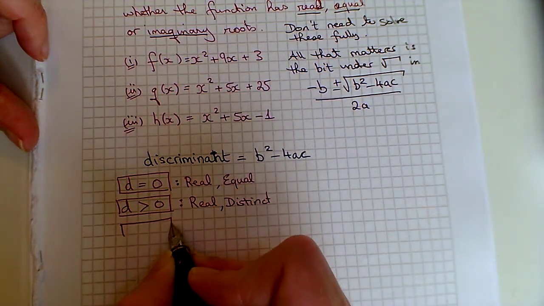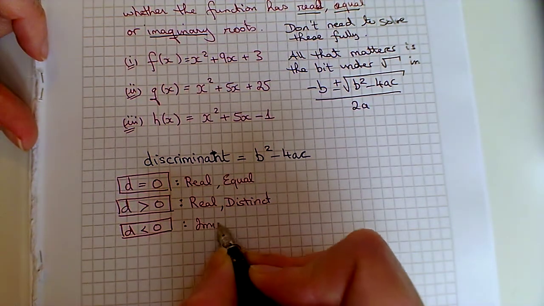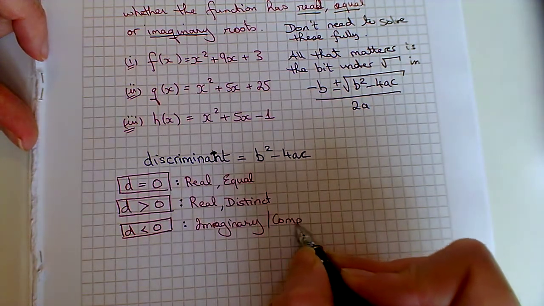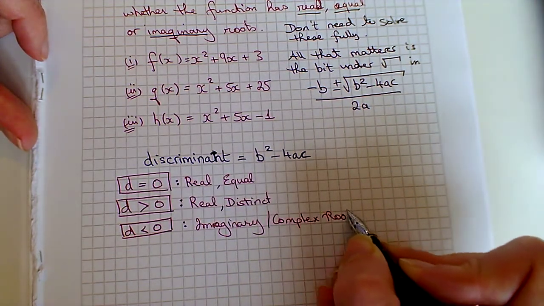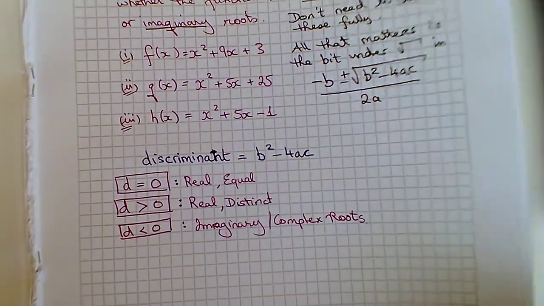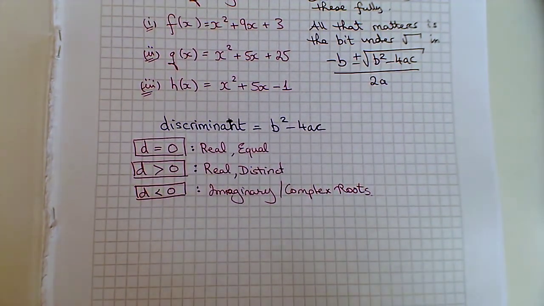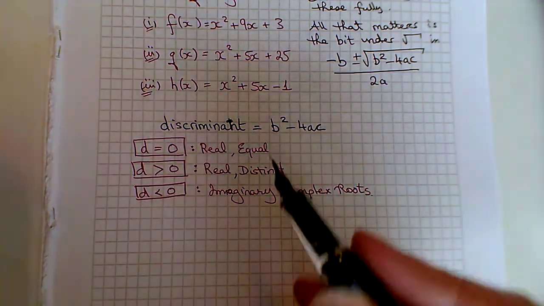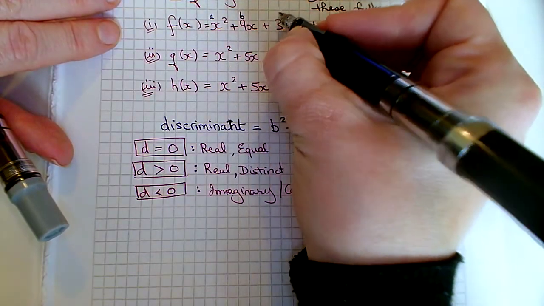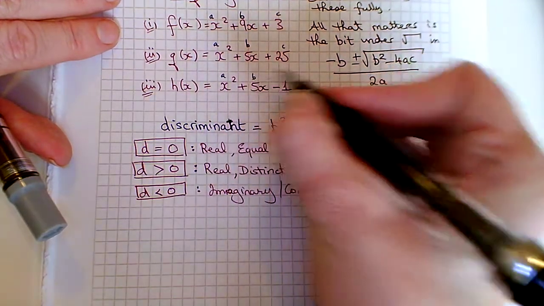And the third possibility is that it's negative. If it's less than 0, then we have imaginary, or what are sometimes called complex roots. So in order to answer this question here, we have to work out the discriminant for each of these. So let's use my a, b, c, a, b, c, a, b, c.